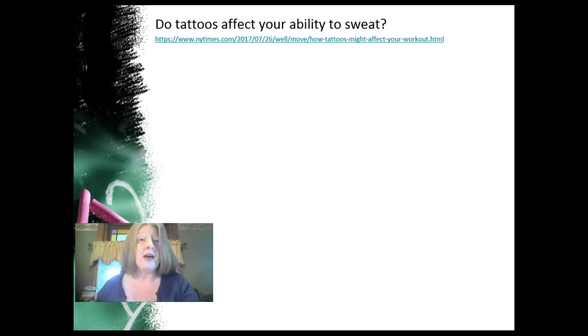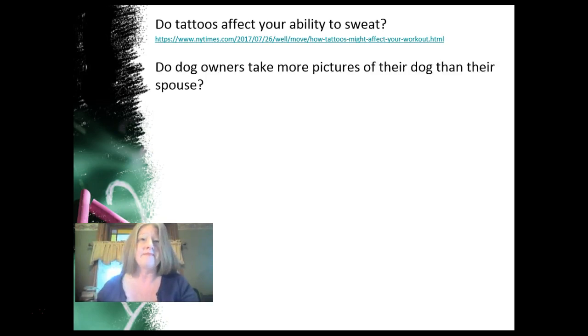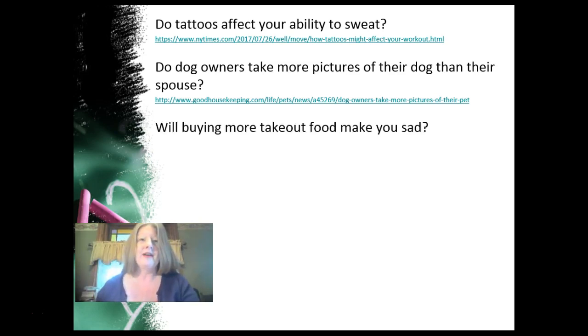This was in the New York Times. According to this research, the answer is yes. Do dog owners take more pictures of their dog than their spouse? So if you're a dog owner, you probably know the answer. This is yes.